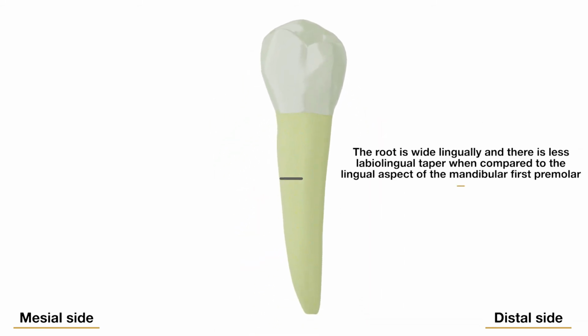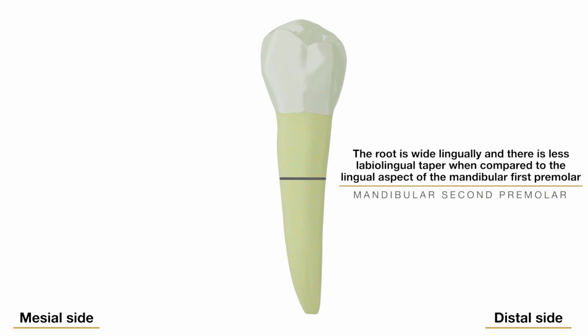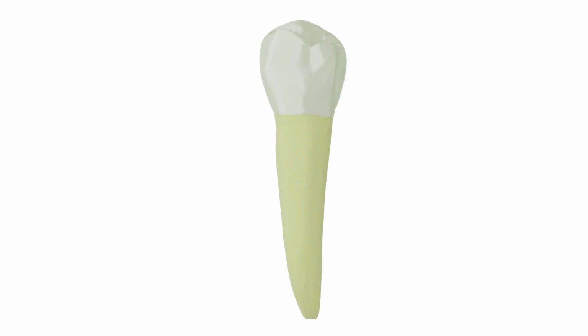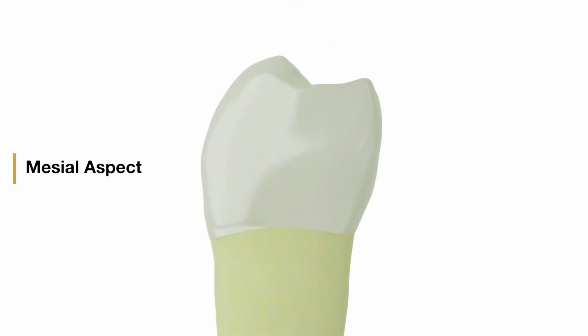Now let us move on to the root from this aspect. The root is wide lingually and there is less labiolingual taper when compared to the lingual aspect of the mandibular first premolar. Moving on to the mesial aspect.